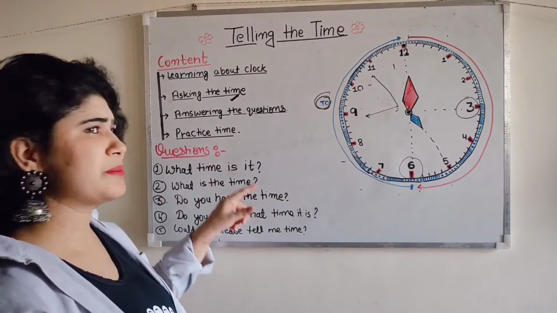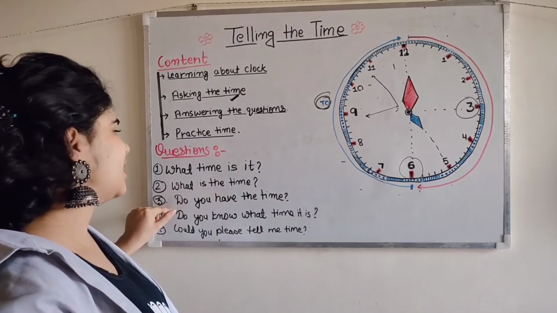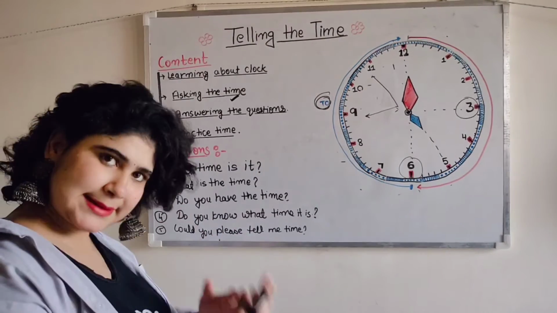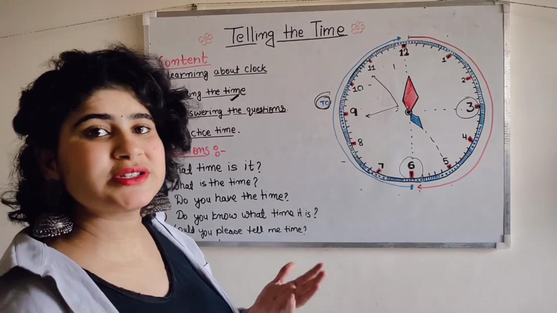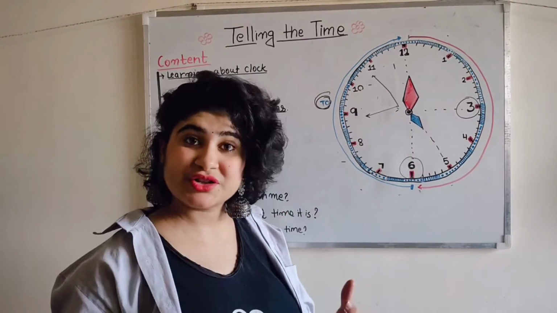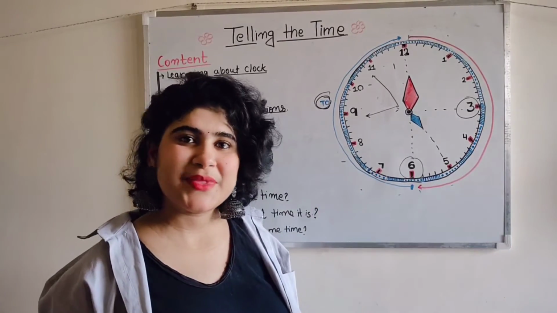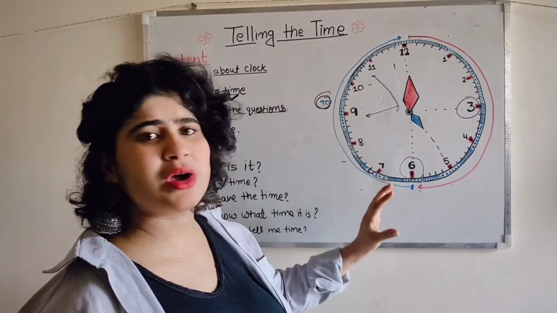Number 1, what time is it? Number 2, what is the time? Number 3, do you have the time? Number 4, do you know what time it is? Or could you please tell me the time? And there are some other questions that can also be asked. Do you happen to have the time? Have you got the right time? Or what time do you make it? So these are some questions which can be asked when it comes to talking about time.